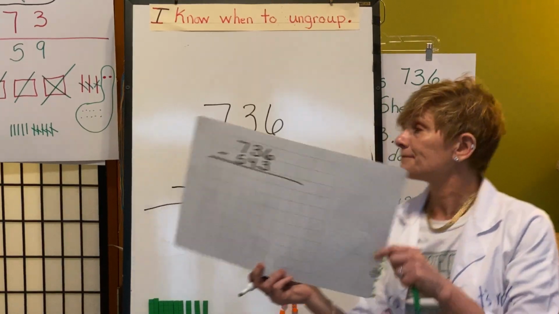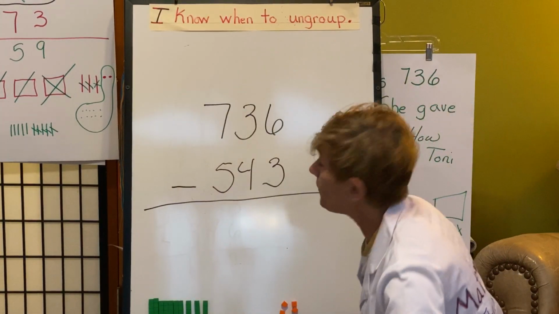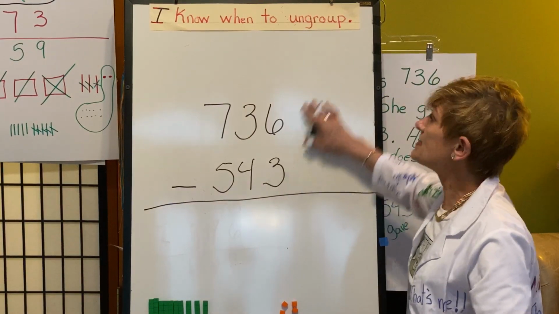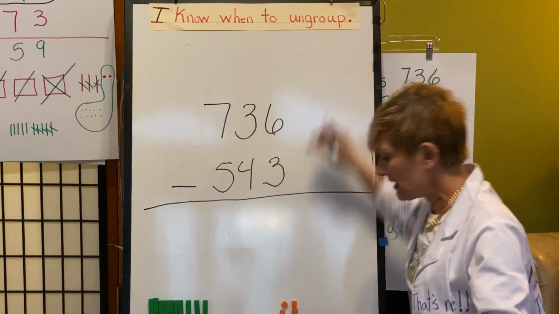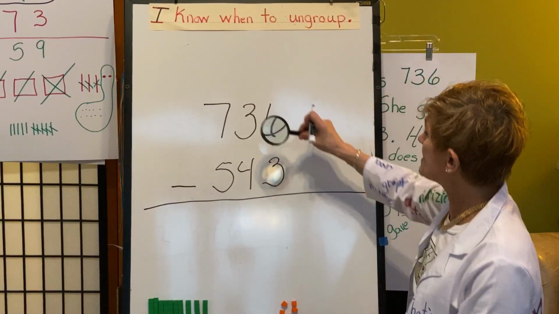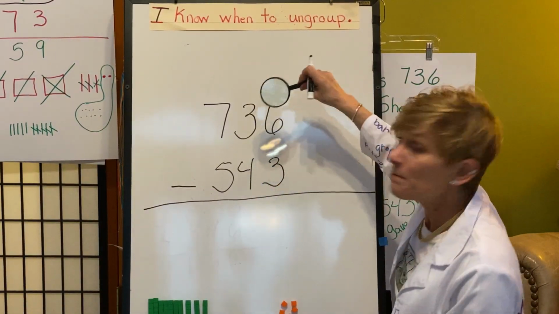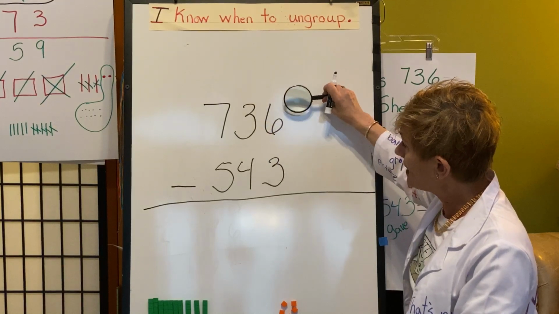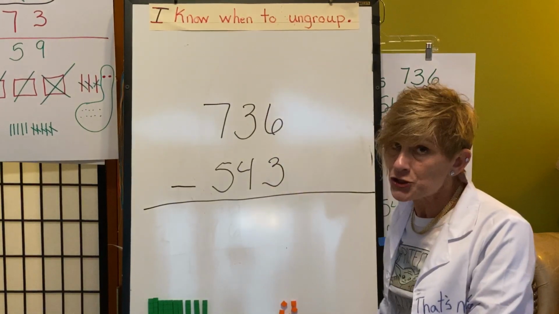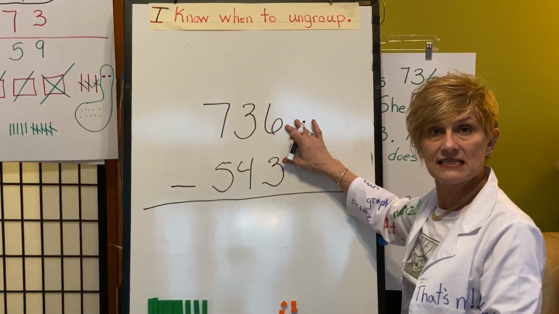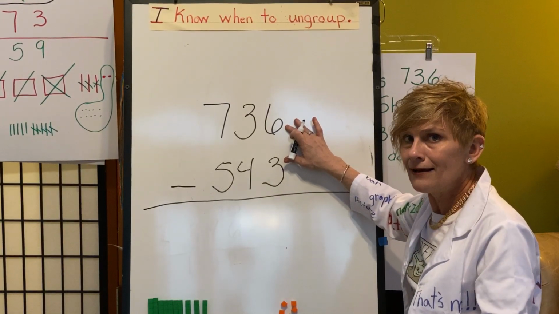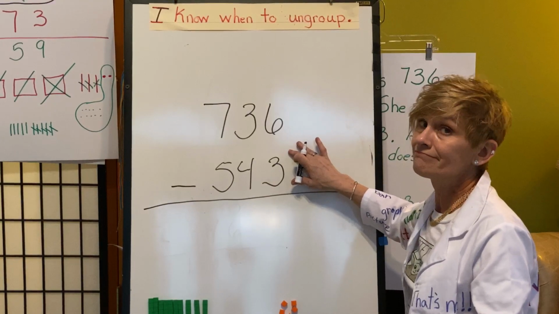You know it. So friends, here we go. I'm looking at this. I know when to ungroup. I gotta think. Gotta get my magnifying glass out and look at that number. Magnify it. Top number, the total. 3. Can I get it out of the 6? Yeah. 6 take away 3.